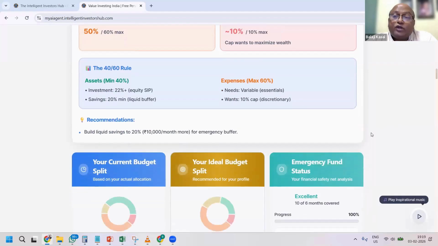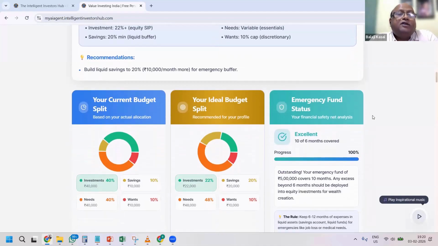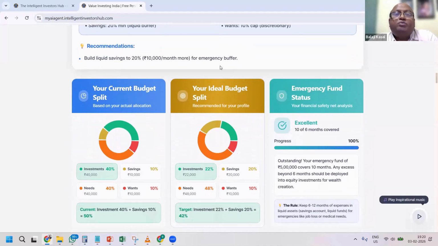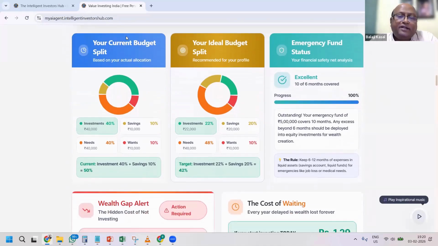Okay. The asset allocation rule it is giving is again based on everything from your data which you feed. How much true data you put in, your age, your risk profile, and income, gives this accuracy. Asset allocation 40% minimum, that's a typical guideline. Expenses maximum 60%, and again needs are a variable relationship, and wants, which I said, are discretionary, which is a 10% cap. Recommendation: build liquid savings at 20% per month, which should be 10%, not 2,000, which I'm doing currently, 20%. It is also comparing the current allocation, your investment budget split.